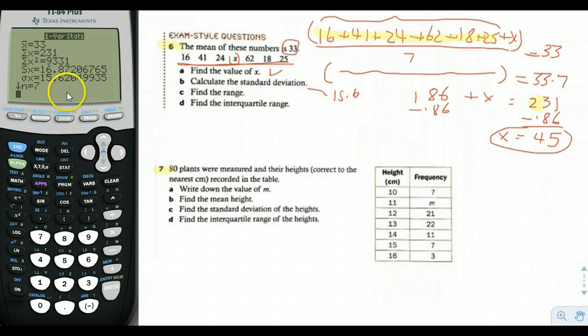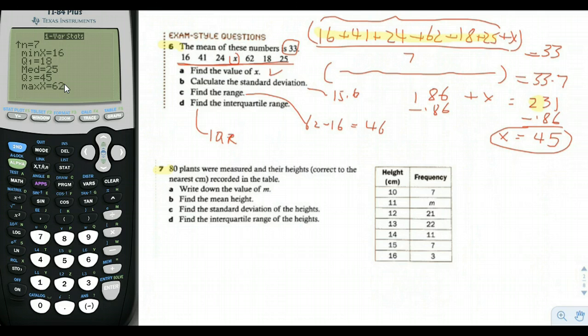And then we're looking for the range. The range, remember, is the max minus the min. So we scroll down. The max minus min would be 62 minus 16, which is equal to 46. Then we want to find the IQR. Remember, the IQR is equal to Q3 minus Q1, which would be 45 minus 18, which is equal to 27.